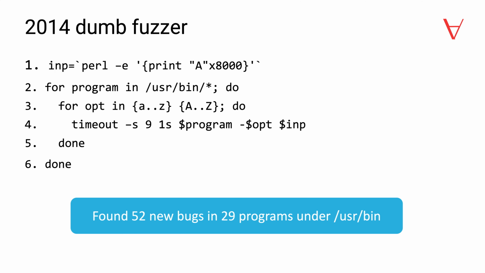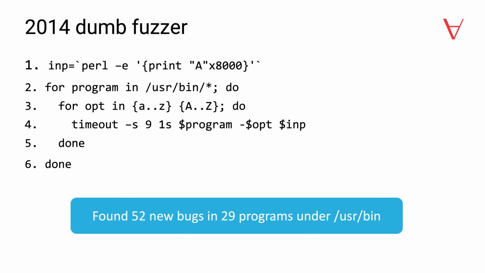For example, in 2014, I was having a discussion with a PPP member. PPP is a CMU hacking team, and this guy was a really elite hacker. And he was like, yeah, you know, it's not easy to find bugs in well-tested Unix utilities. And so I wrote this little script, and as part of this bet, I actually found 52 new bugs in 29 programs. And all this program does is print 8,000 A's, and then it brute forces command line options because I don't know what it's going to be reading, and it runs the program for up to 1 second. So this 6-line script found 52 bugs, a very dumb fuzzer.